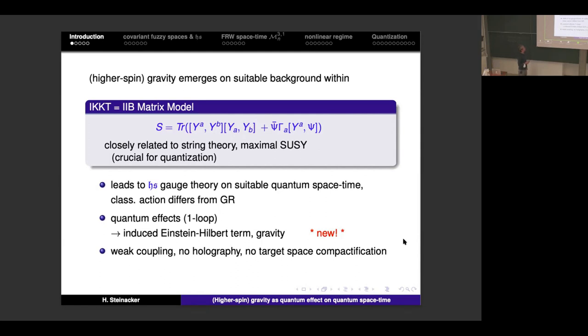Also, just to clarify any confusion, I will not talk about holography. Holography has nothing to do with it. And there will be no target space compactification. Nevertheless, the gravity will be 3+1 dimensional. This is completely surprising, but I claim that this still works. Also, all the computations will be done at the weak coupling level, at least as far as I can see. So this seems reasonable.